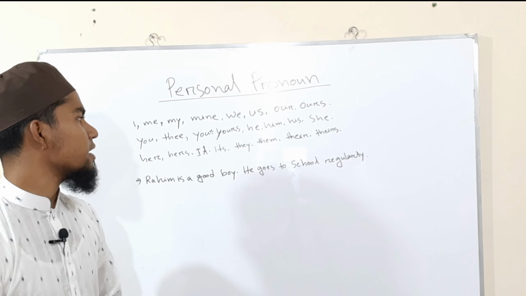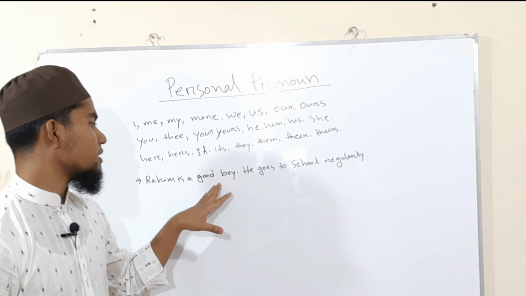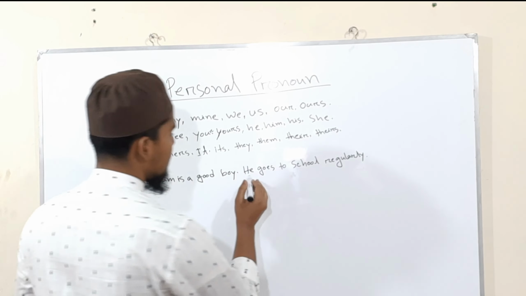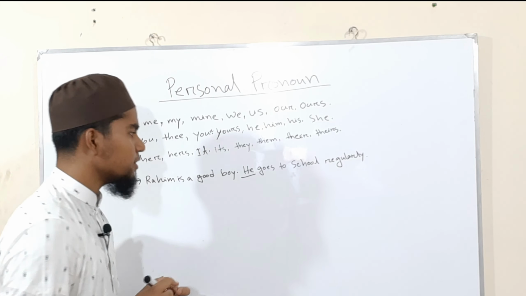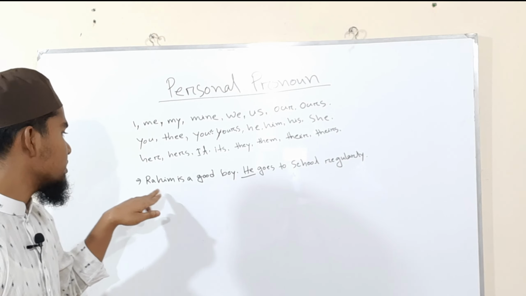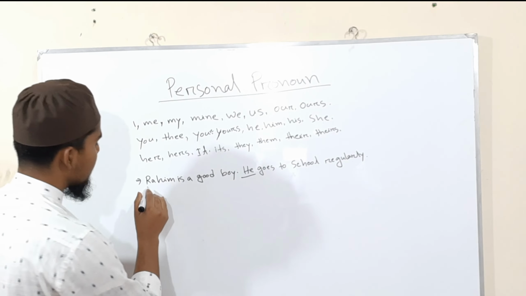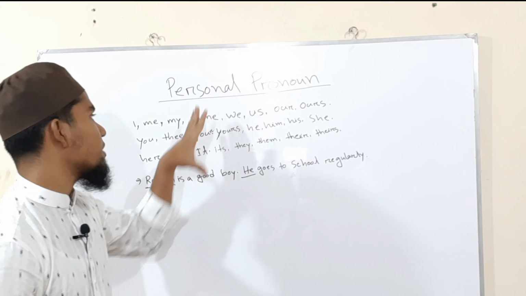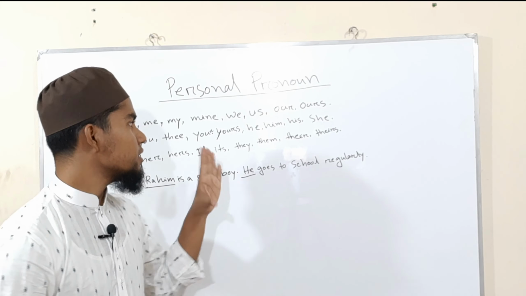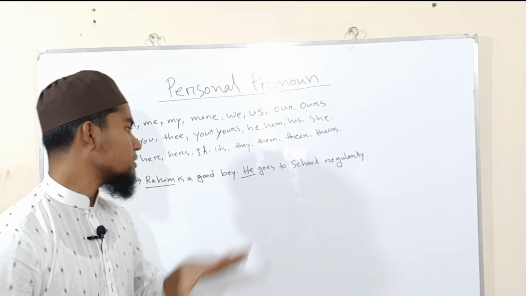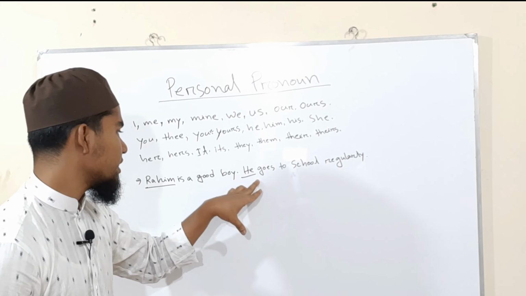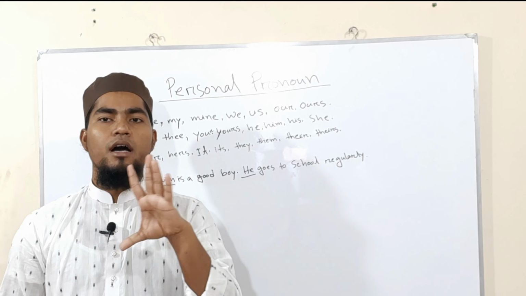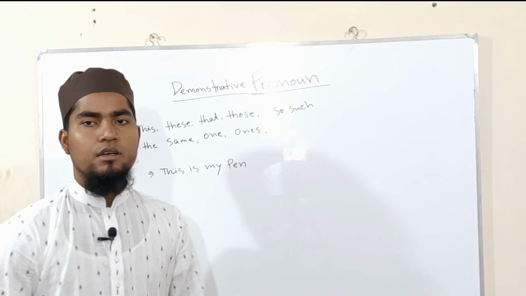So here is given an example. Rahim is a good boy. He goes to school regularly. Here he is a personal pronoun because he is used instead of a noun. Here the noun is Rahim. So we have known that personal pronoun is a pronoun which is used instead of a noun. That's why here he indicates Rahim. So we got the point about personal pronoun.